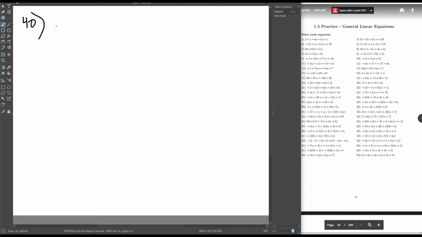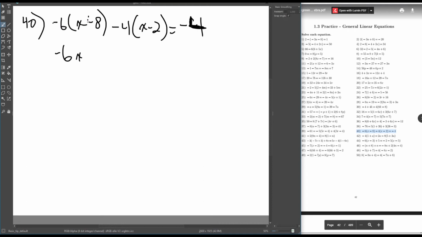All right, number 40. I'm just going to highlight it here because I just want to make sure that I see it. So, minus 6x minus 8, minus 4x minus 2 equals minus 4. Oh, that's an ugly 4. There it is. All right, so let's do this. Minus 6 times x equals minus 6x. Minus 6 times, am I doing that right? Yes, minus 8. That's a positive, right? A negative times a negative equals a positive. That's plus 48, 6 times 8.